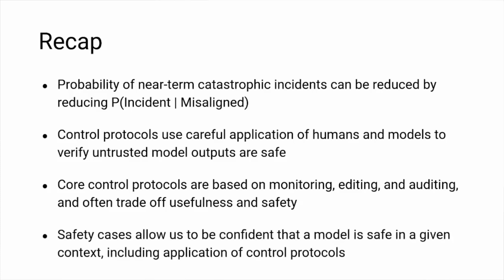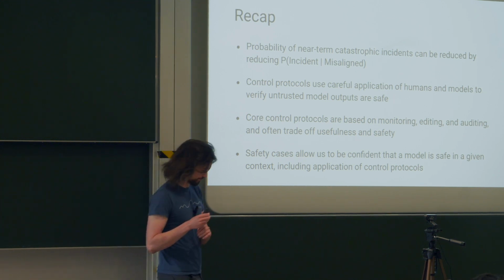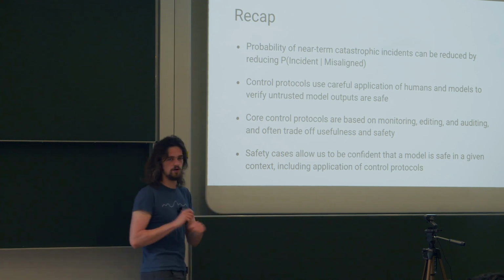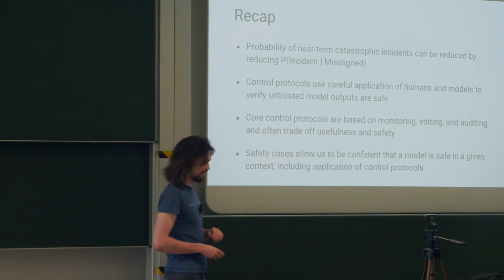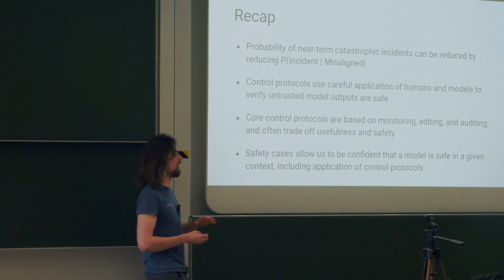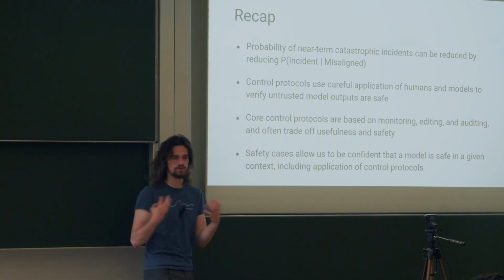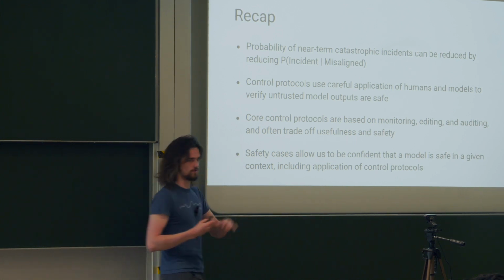And finally, safety cases can allow us to be confident that a model is safe within a given context, and this could include the application of control protocols. I think it's worth mentioning with safety cases that they are a little bit narrow in scope. They're very much about how we avoid this specific failure mode, or how we avoid this specific model causing this harm. And there's maybe a bit of a gap here in protecting ourselves against more systemic risks or more distributed risks that we talked about a bit on Friday.